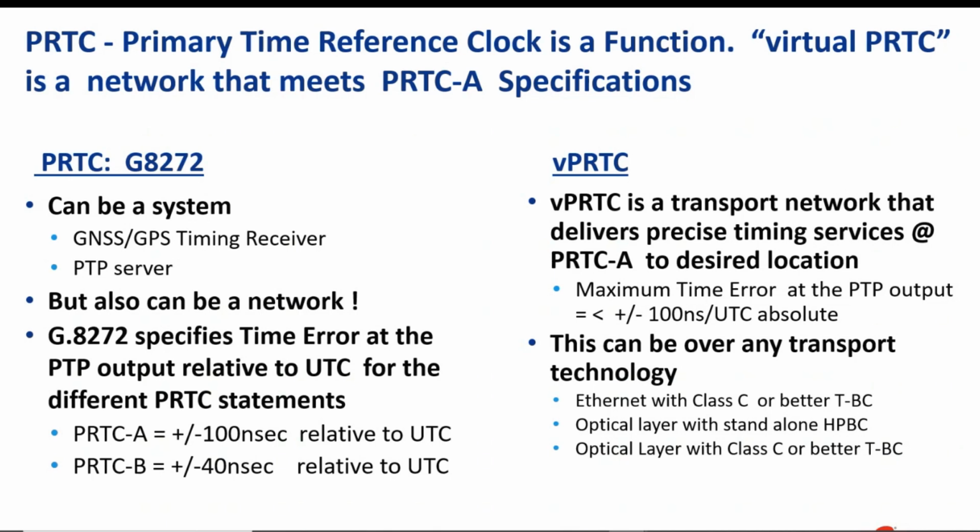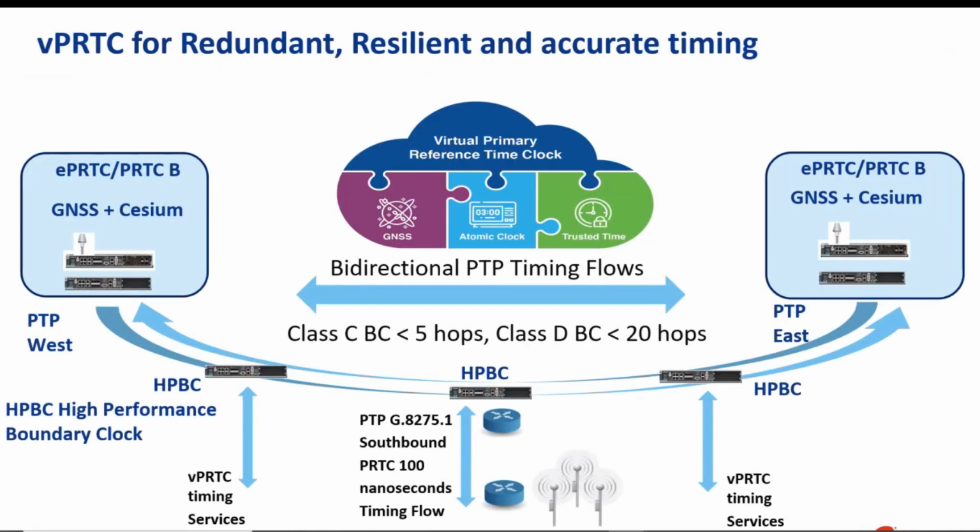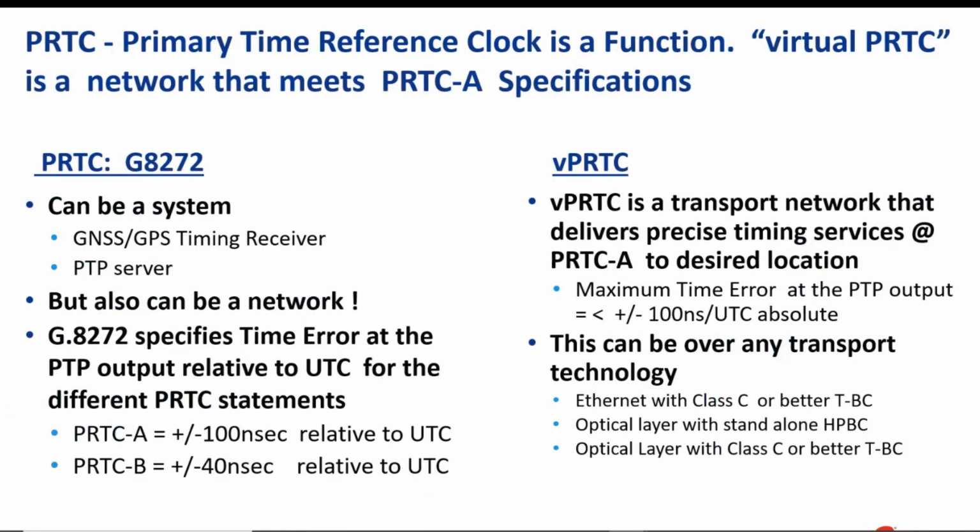We can use different types of transport technology to create a virtual primary reference time clock. We can do Ethernet with boundary clocks in it with class C or better. We can also have an optical layer with standalone high-performance boundary clocks. An example of a high-performance boundary clock is the TP4100. We also can do optical layer with class C or better that's embedded in things like ROADMs or other types of optical transport technologies.